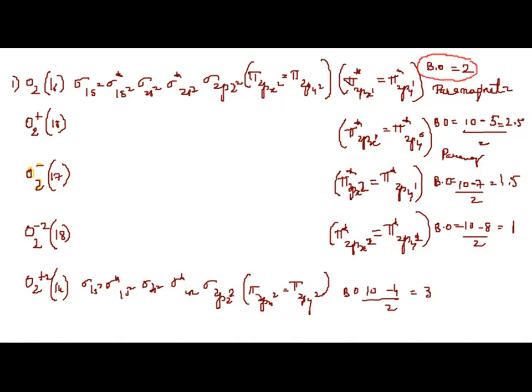Observe, O2 bond order is 2. O2 plus bond order is 2.5. O2 minus bond order is 1.5. O2 minus 2 bond order is 1. O2 plus 2 bond order is 3. I will write them in the increasing order.